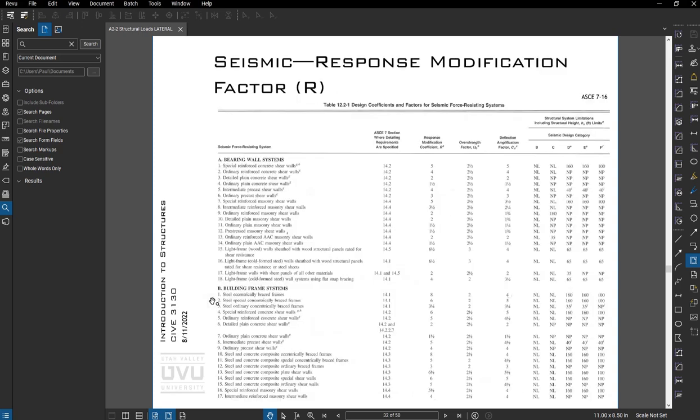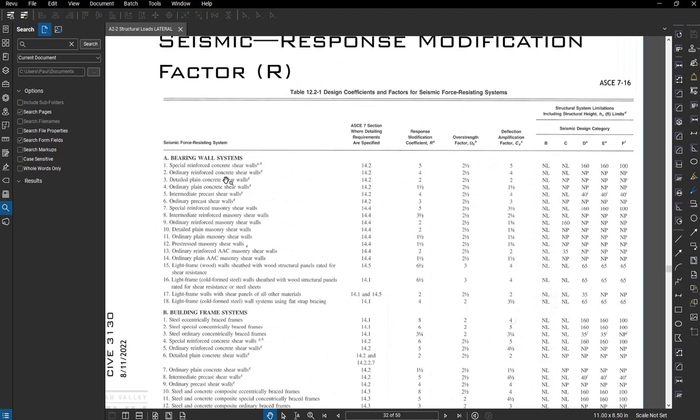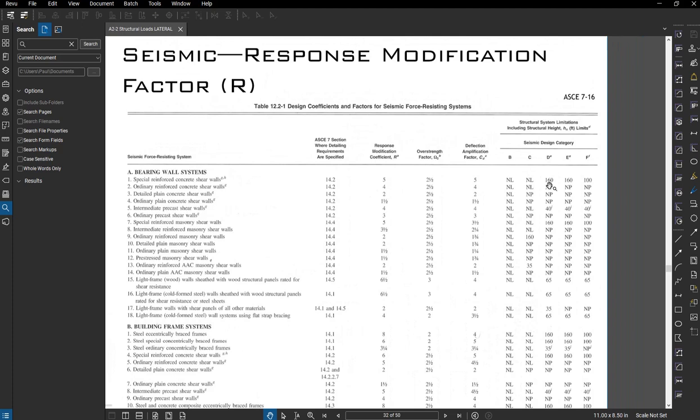To understand that, we come to this table. Here we have different types of lateral systems. So we'll just say special reinforced concrete wall. There's no limit in B and C, but in seismic design category D through F, you can't go over 160 feet. It basically says the people that know the nuances of this don't believe the system's appropriate for buildings taller than 160 feet.